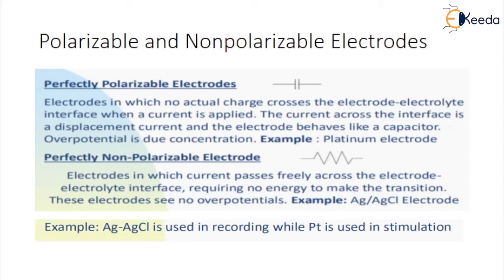Perfectly non-polarizable electrode: electrodes in which current passes freely across the electrode-electrolyte interface, requiring no energy to make the transition. These electrodes see no overpotential, for example the Ag/AgCl electrode. Ag/AgCl is used in recording while platinum is used in stimulation.